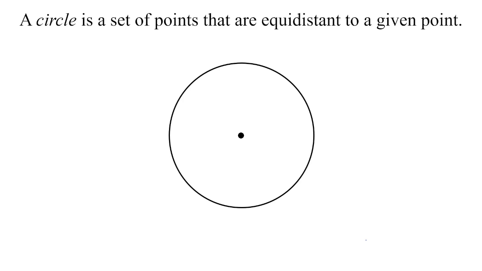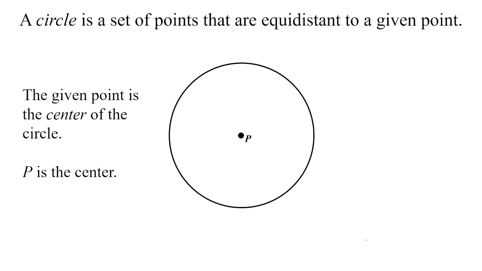And I'm going to draw some more. We have 3 more points, some more points, and more points. And as you can see, all those points that are equidistant to that point form a circle. And that's what a circle is. It is a set of points that are equidistant to a given point.